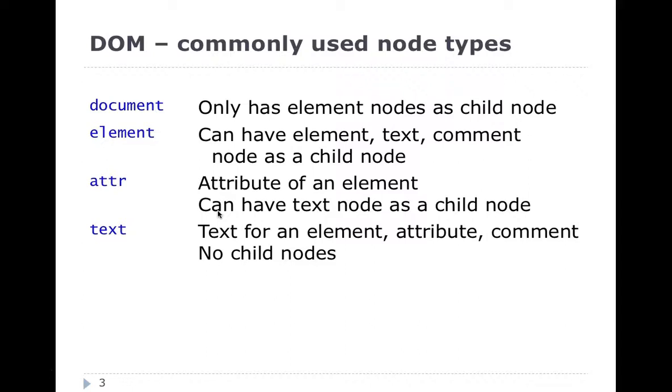There's also a text node type. That would be the text inside an element, an attribute, or a comment. That's at the lowest level, so it has no child nodes at all. Think about a paragraph tag that has text in it. The text would be the lowest element in that paragraph tag, regardless of whether it has a text level inline element, something like a bold tag or a span tag. Regardless, the text is the lowest element and therefore has no child nodes.